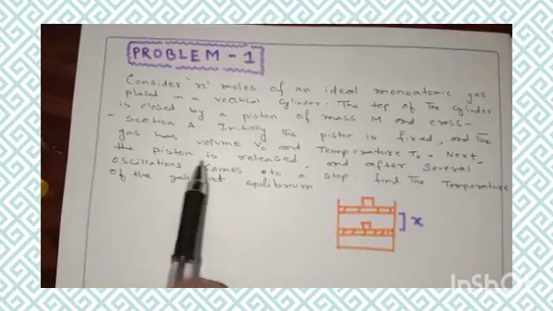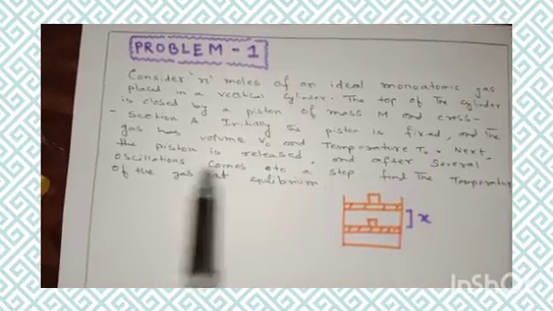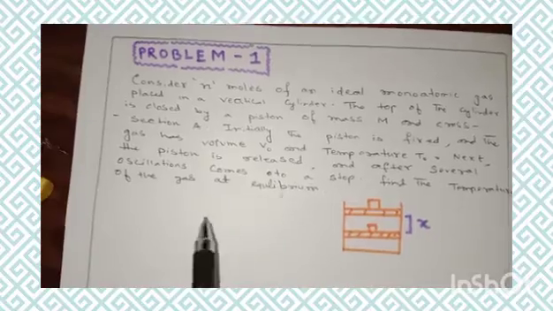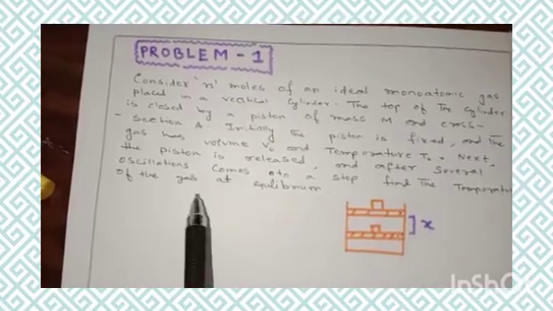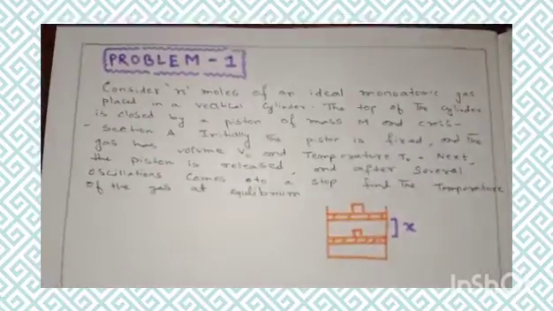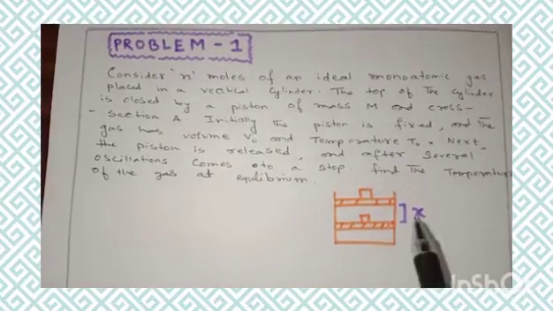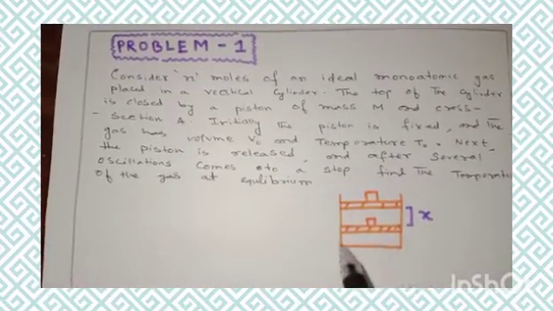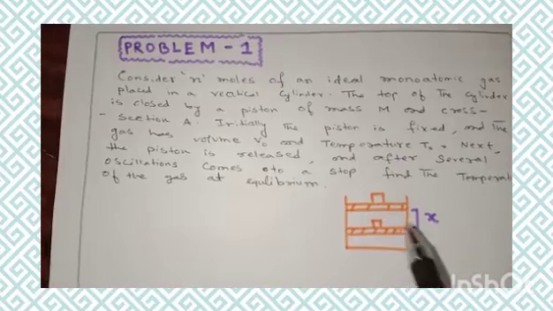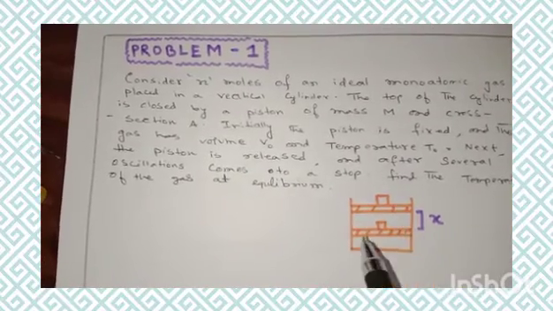Next, the piston is released, and after several oscillations came to stop. Find the temperature of the gas at equilibrium. Okay, so in this problem we have a piston. So here I have drawn a piston.